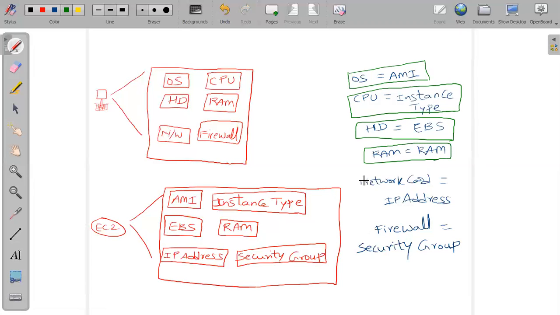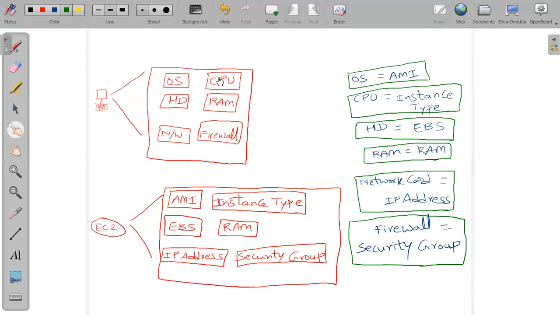RAM is equal to... I'm keeping a categorization, you know, for us to easily understand. If I don't keep it in a box, it will be confusing. Now it is easy, correct? There is a separation for this. So how we can compare our normal computer and the respective components present in a computer with our EC2.